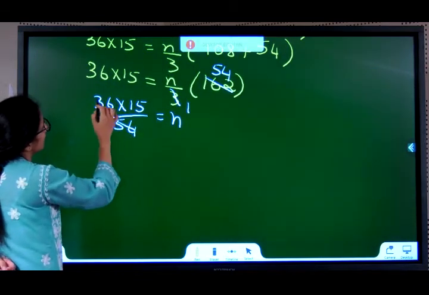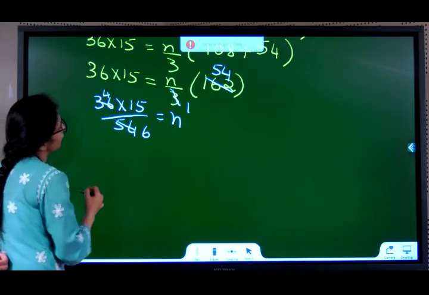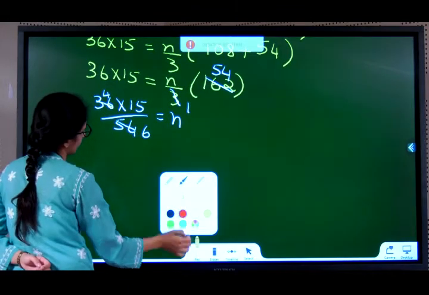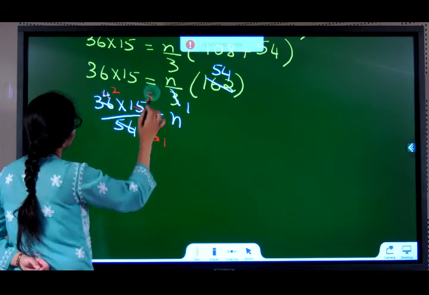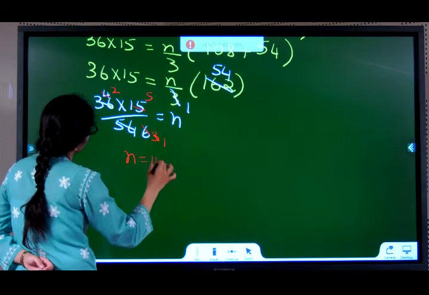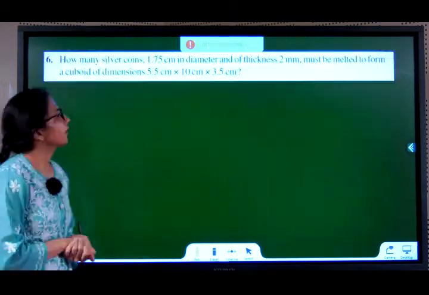9, 4s are 36, 9 6s are 54. N is equal to 10. So 10 ice cream cones are possible to get.